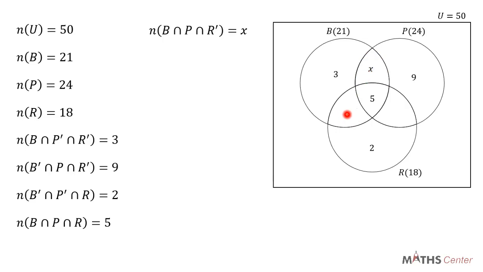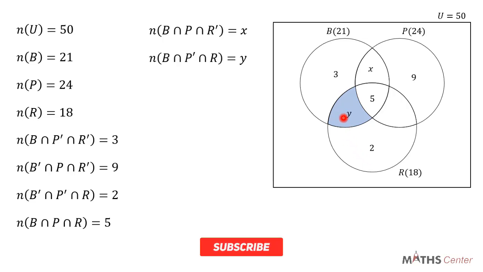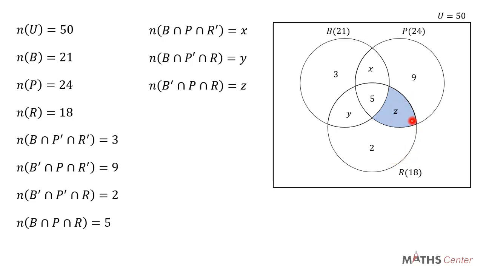We have another empty region here. This one is the region between B and R. So the number of children who took beans and rice only. Let's assume that is Y. So we have B intersection P complement intersection R. Let's assume that's Y. And the next one is the region between P and R. The number of children that took plantain and rice only. Let's say that is Z. So we have B complement intersection P intersection R. Let's say that is Z.